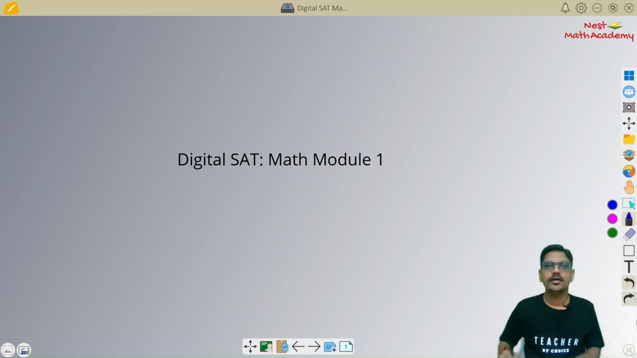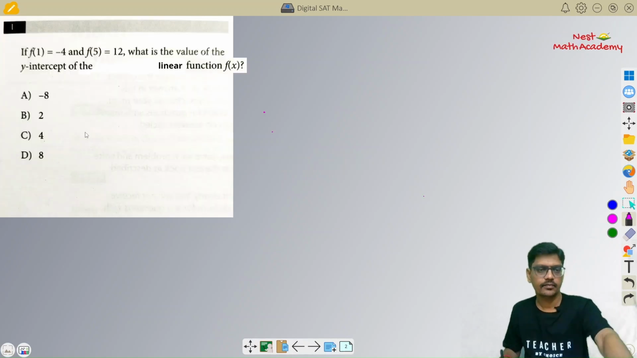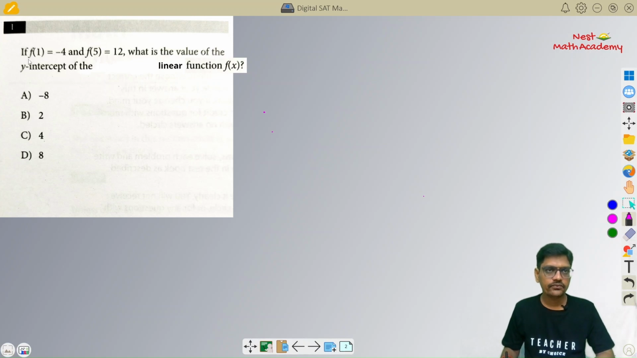Okay. The Digital SAT Math section has two modules and each module has 22 questions, and this is the first module. Question number 1. f of 1 is equal to -4, f of 5 is equal to 12. What is the value of the y-intercept of the linear function f of x? First, we know that a linear function is of the form f of x is equal to mx plus b, where m is the slope of the line and b is the y-intercept. So we need to find the value of b.